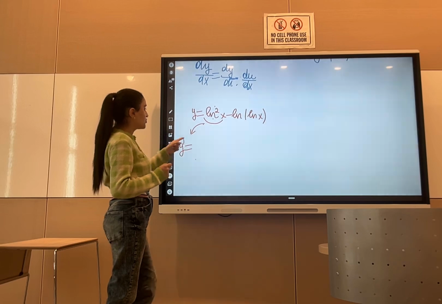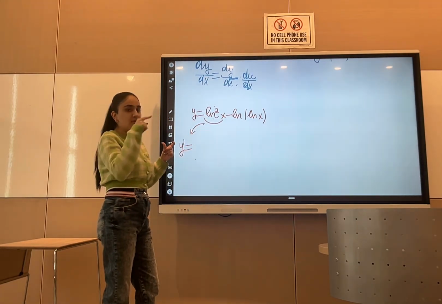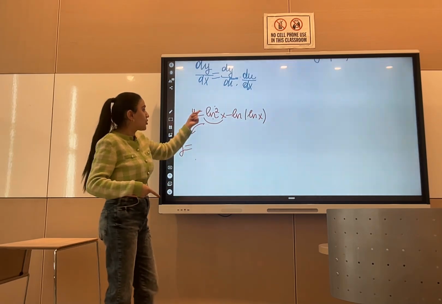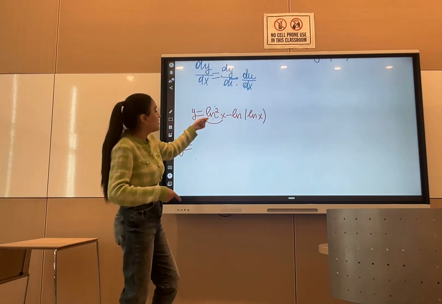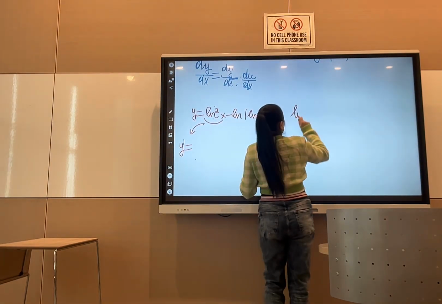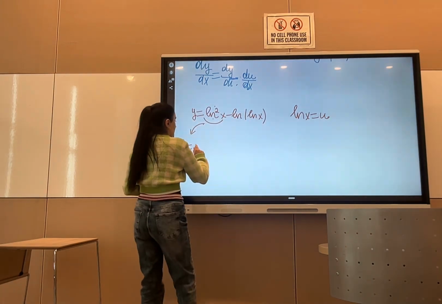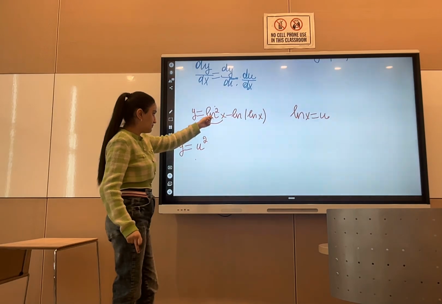We know how to find the derivatives of square functions like x square, v square, u square, but this is a composite function as we see. This is the square of ln x. So let's show ln x as u. This is u square.